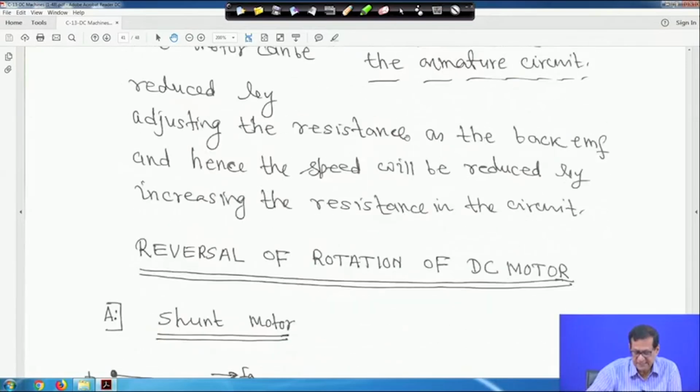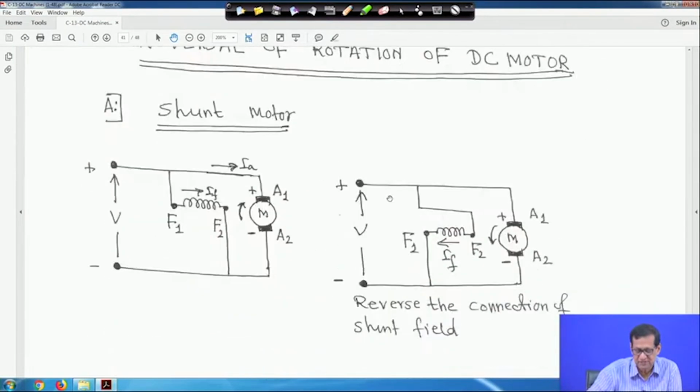So next is the reversal of rotation of DC motor for shunt motor. Suppose this is the connection of the shunt motor. F1 F2 is the field terminal, A1 A2 armature terminal. Now if you interchange the field terminal, then if you see this diagram, F1 F2 connected, but now this point is connected here and this point is connected here. Earlier the current was flowing in the field from F1 to F2.